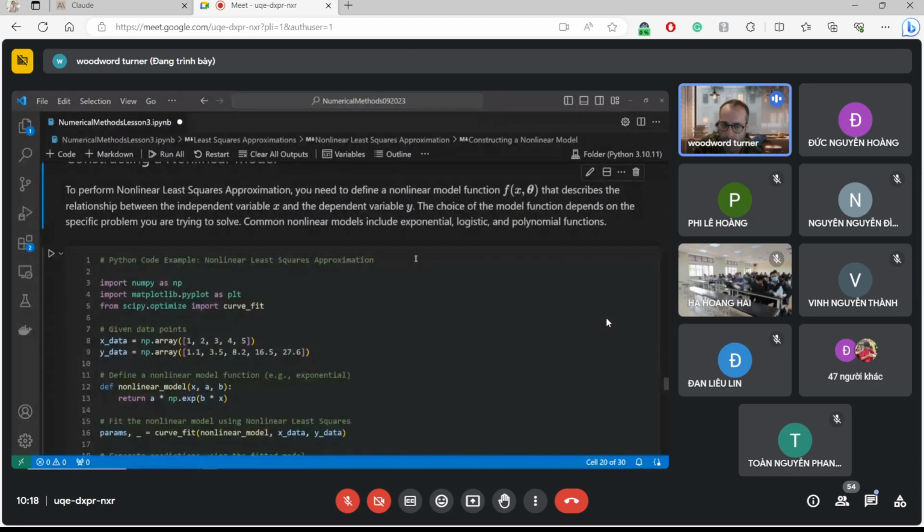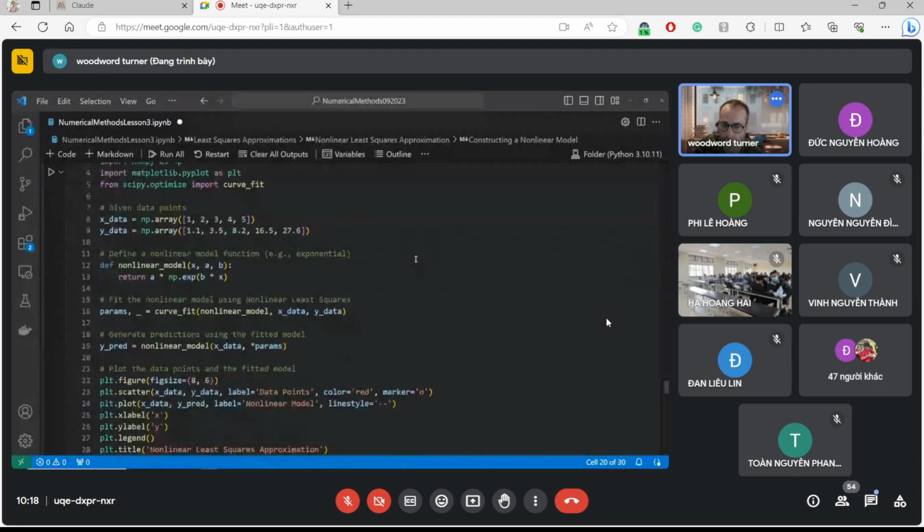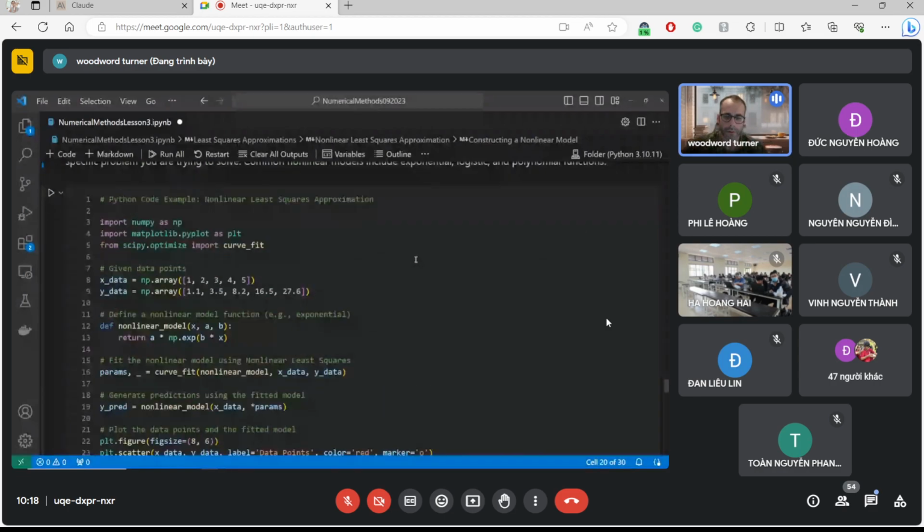All right, let's look at an example here. A couple of examples, actually. So this will be our nonlinear least squares. In this situation, I'm going to use a curve fitter to do this, but it's the same idea. The theory behind it is the same. It's just making it a little bit easier to deal with.